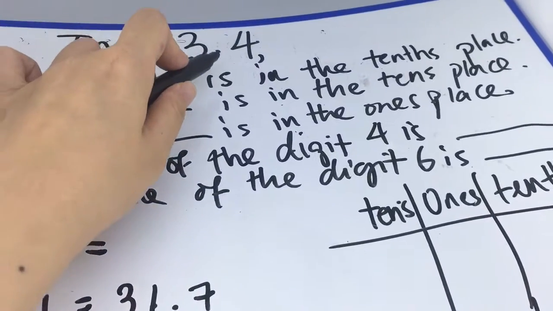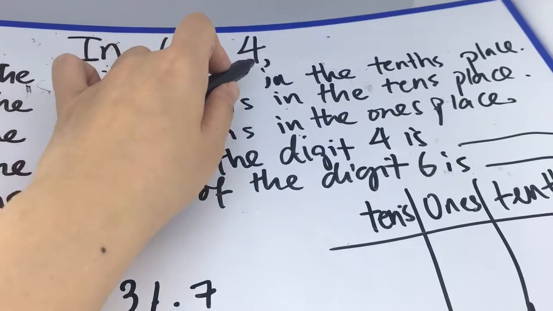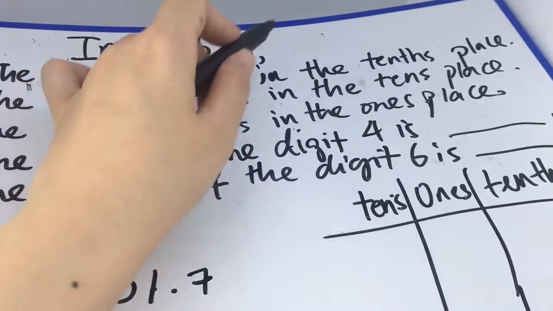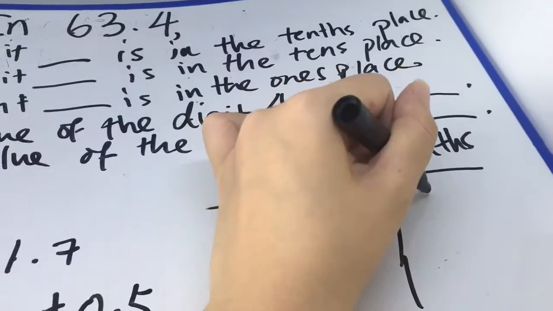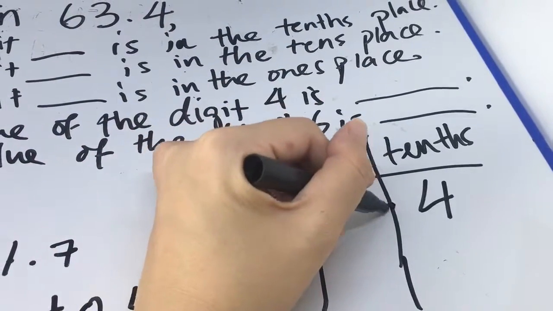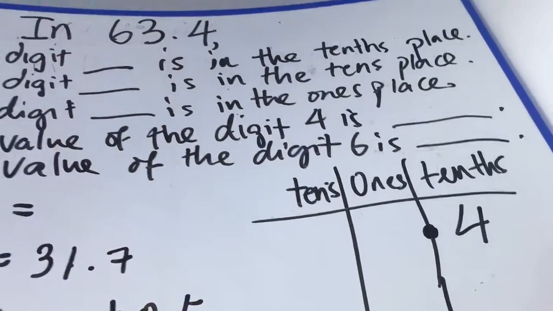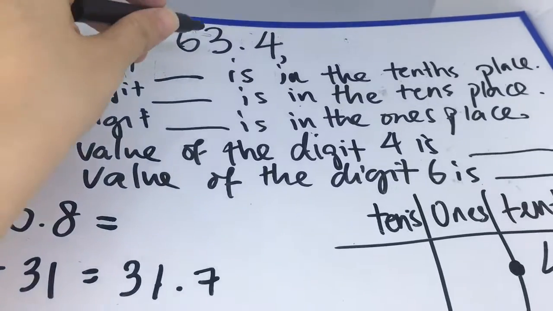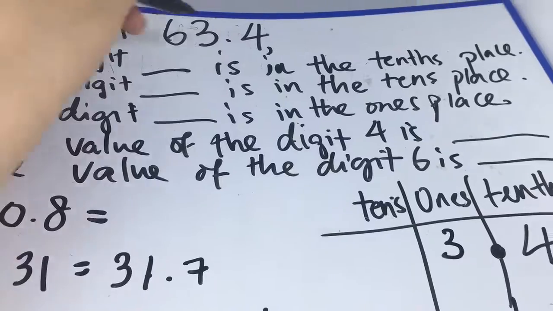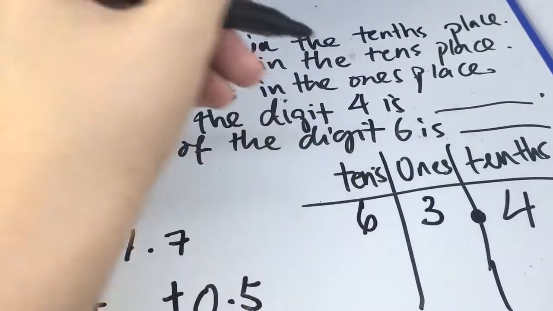Now let's look at the decimal point. This 4 beside the decimal point represents 4 tenths. So it is 4 tenths. And let's write the decimal point, which always appears between the ones and the tenths. The 3 is in the ones place, and the 6 is in the tens place.